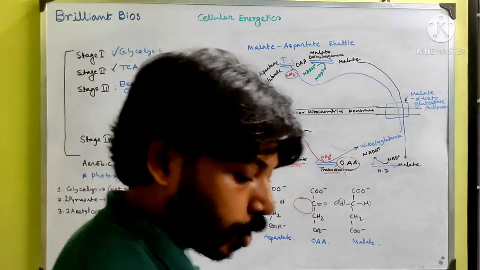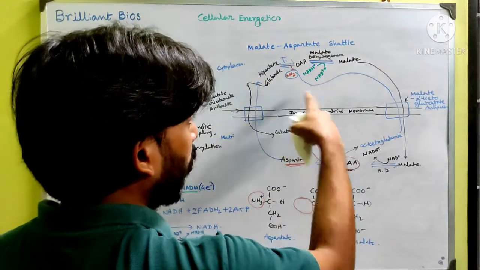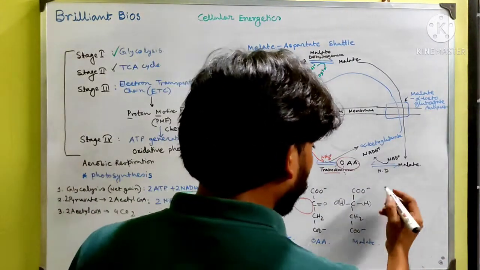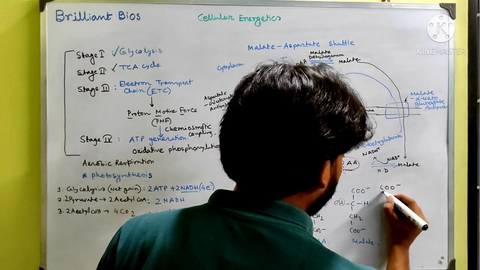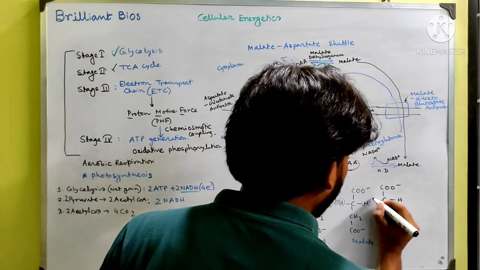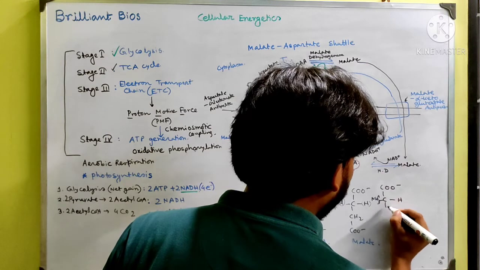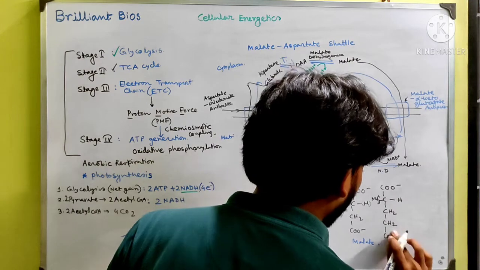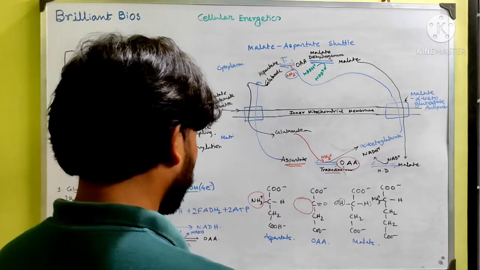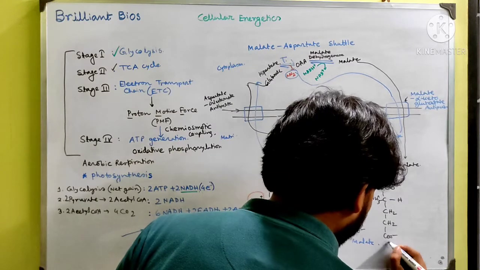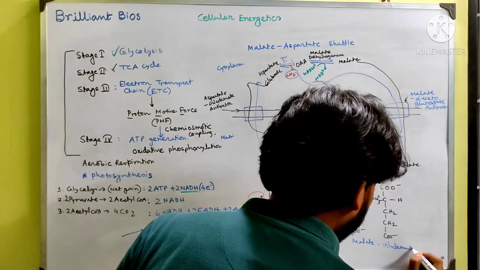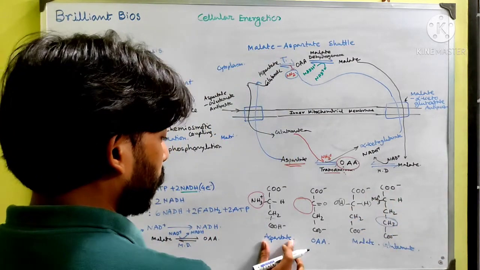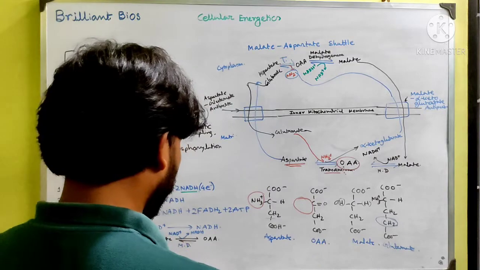Now let me draw the structure of glutamate and alpha ketoglutarate so that you can understand easily. Here the structure of glutamate is like this: C double minus CH NH3 plus CH2 CH2 C double minus. This is the structure of glutamate or glutamic acid. You can see one extra CH2 group here, and aspartate and glutamate structures are very similar.